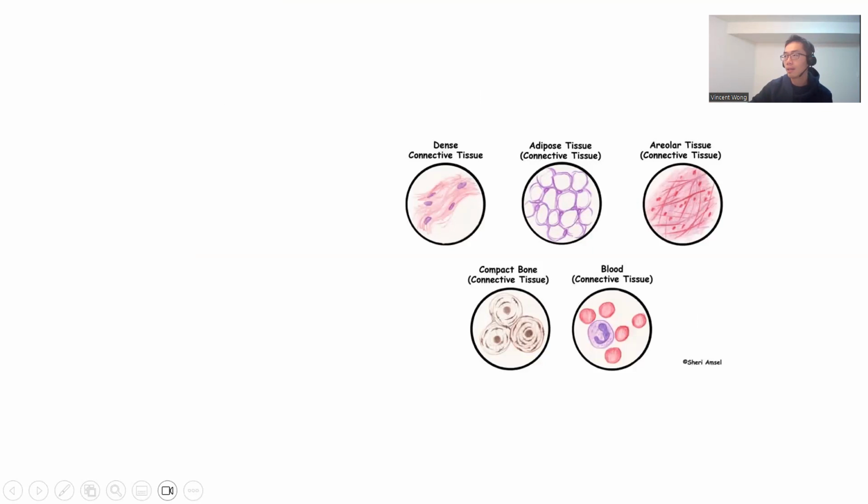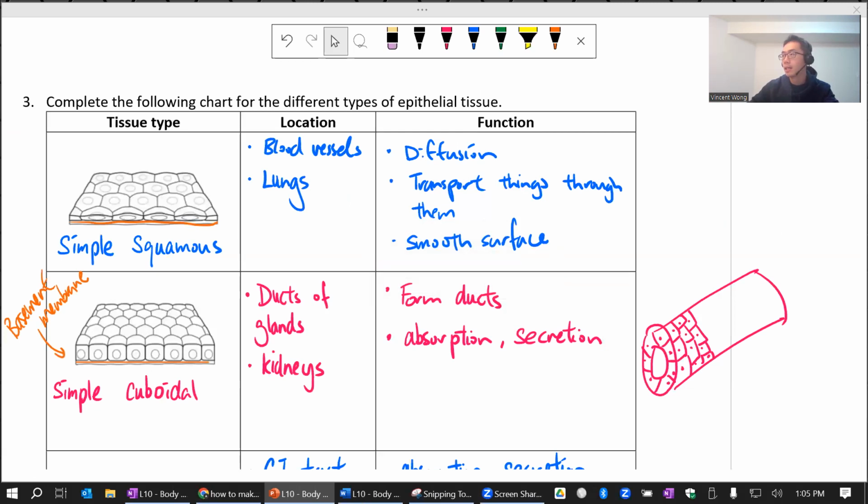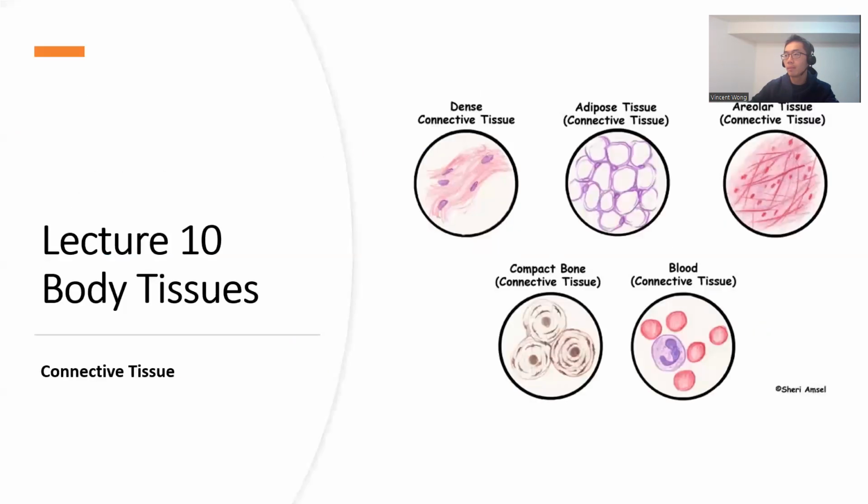All right, next we are going to be looking at the different types of connective tissue. I don't know why my slide is missing a thing here. Oh, there we go.